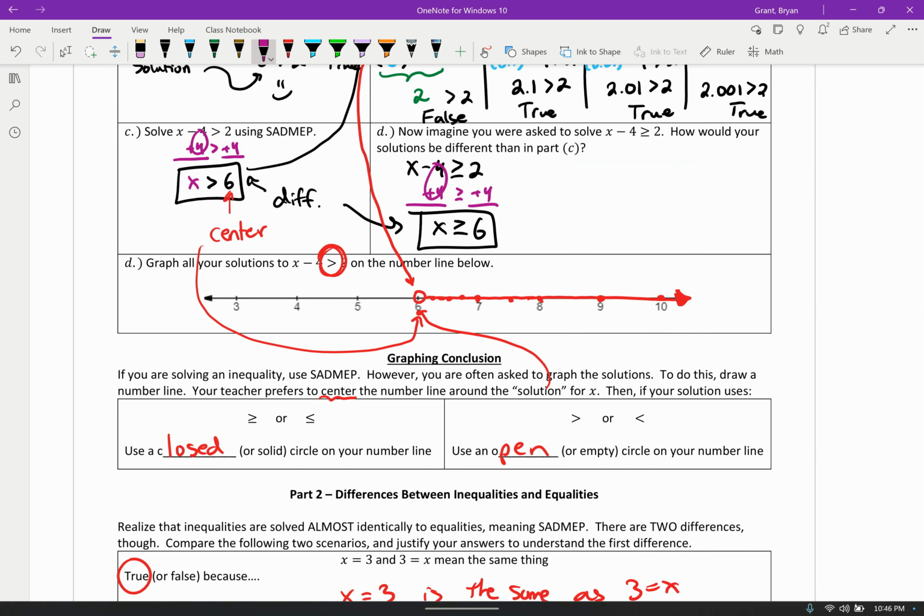So hopefully this is a nice intro to inequalities. We'll do some advanced inequalities over the next couple of classes, but this is the nice foundation. So if there's anything that didn't make sense, please feel free to ask. Always happy to help. And I wish you the best of luck on your independent practice and your knowledge check next class.